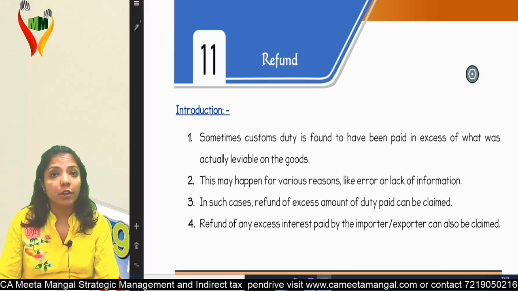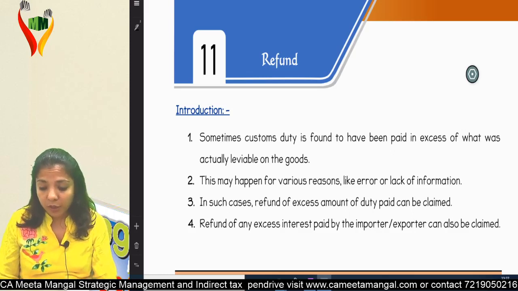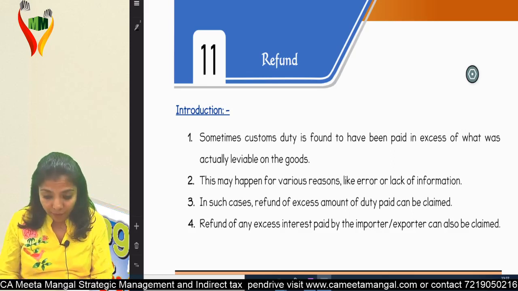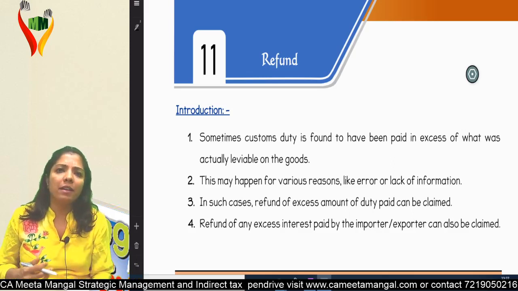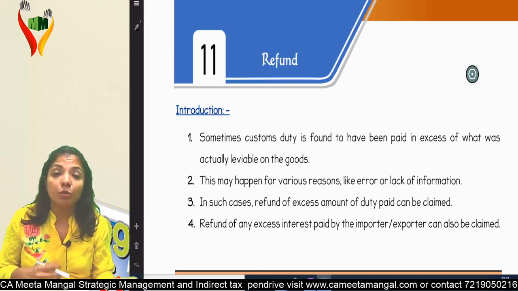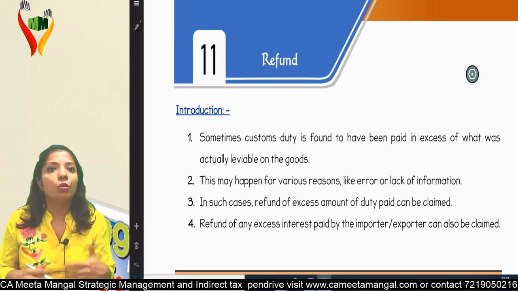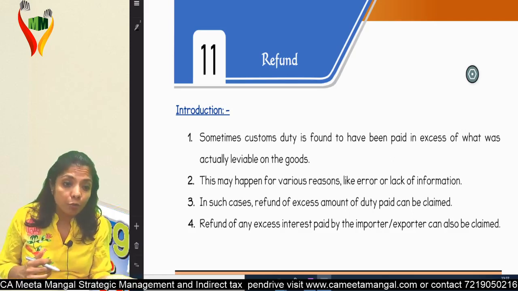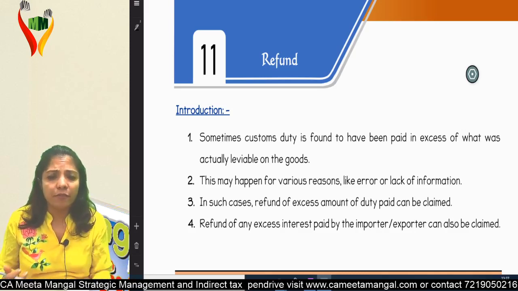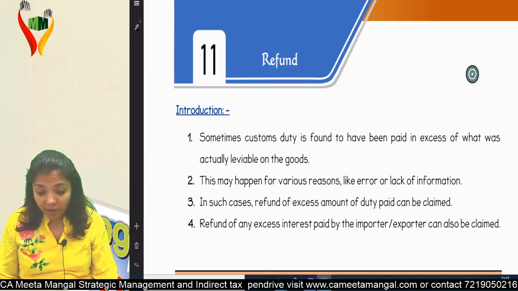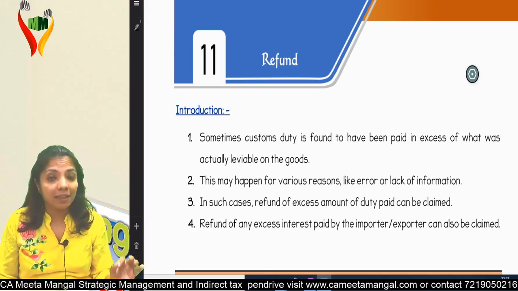Can I start? Introduction. Sometimes customs duty is found to have been paid in excess of what was actually leviable on the goods. This may happen for various reasons like error or lack of information. It may happen that you thought it is 10% and you paid customs duty at the rate of 10%, but later you got to know that the goods were exempted, so no duty had to be paid, or you had to pay 8% instead of 10%. That means error or lack of information. In such cases, refund of the excess amount of duty can be claimed.